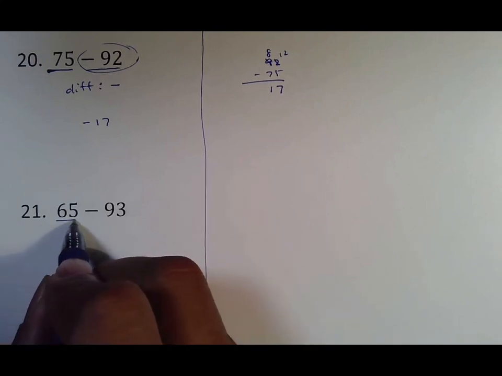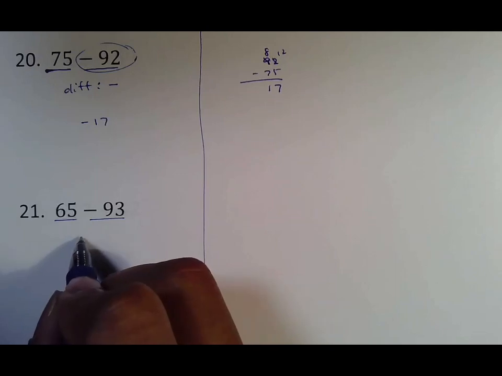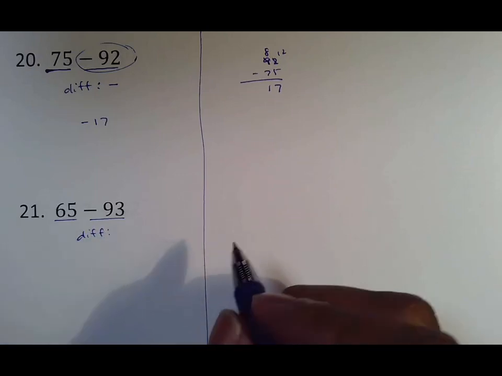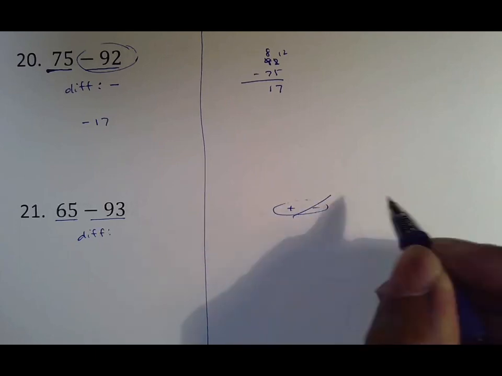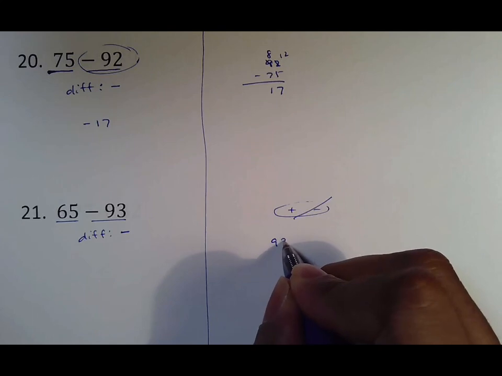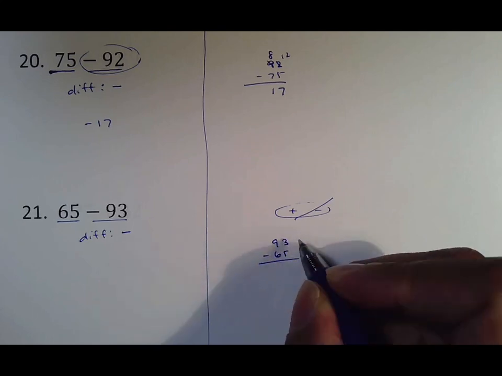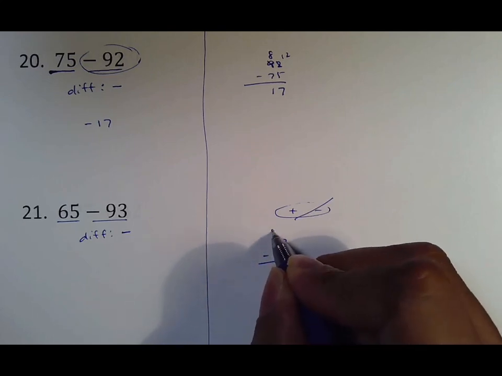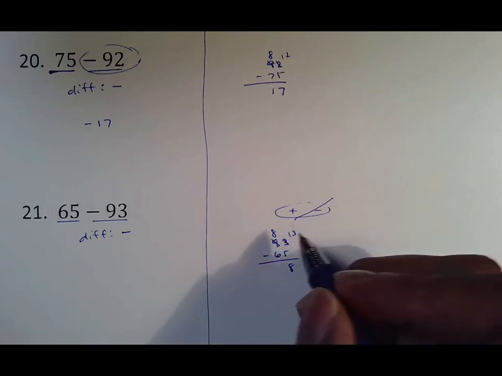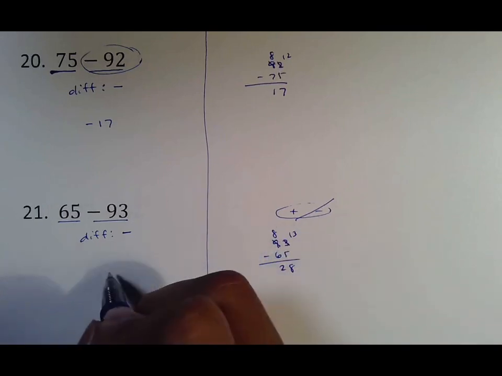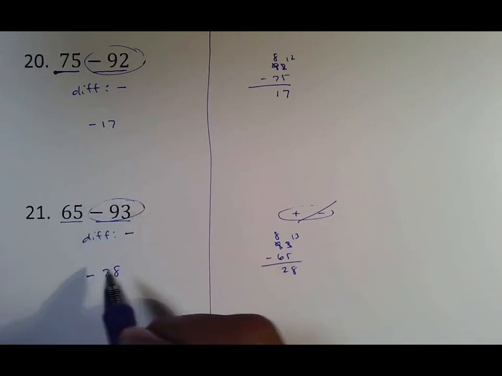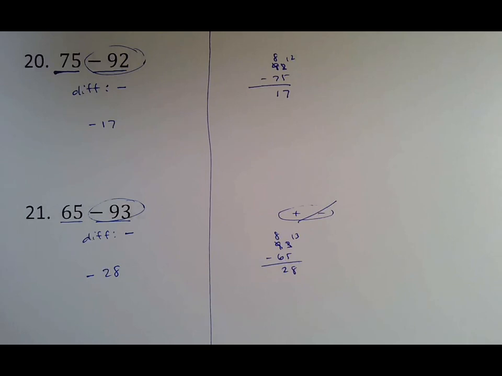We're looking at a positive 65 and a negative 93, which makes them different because it's positive and negative. Again, when they're different, we end up with 0 pairs that cancel. That means we subtract. So we go off to the side. 93 minus 65. Cannot do 3 minus 5, so we borrow. 13 minus 5, again using your fingers, is 8. 8 minus 6 is 2. 28 is my answer. 93 is bigger, so it's negative 28.